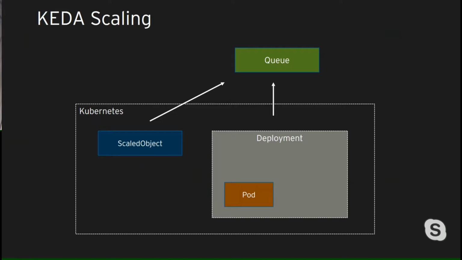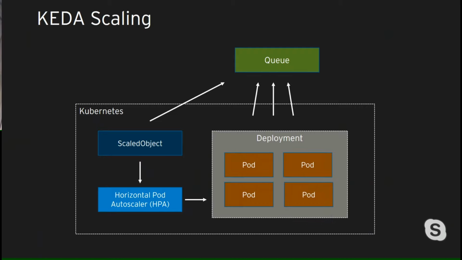So the ScaledObject will then look at the queue in this case, and it's going to take the information that it sees there, in this case the number of messages lying in that queue, and then it's going to feed that information as metrics to the horizontal pod autoscaler. And then the horizontal pod autoscaler will scale your deployments up. Depending on the queue size and how you configure it, it's going to increase the number of pods, and those pods will now be able to consume messages faster from that queue. And so this is the general idea of KEDA.